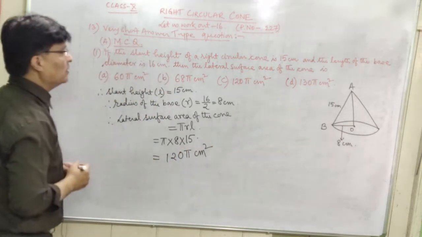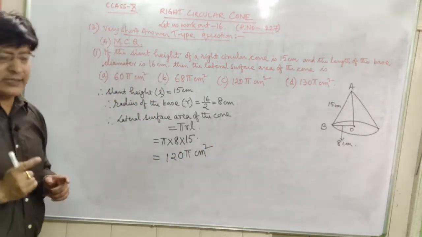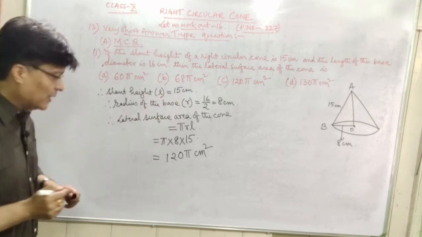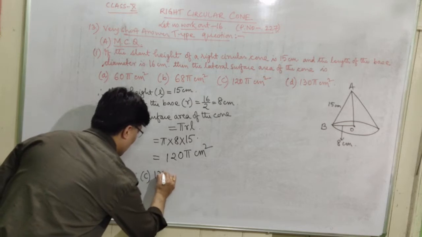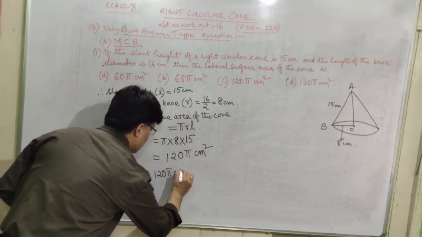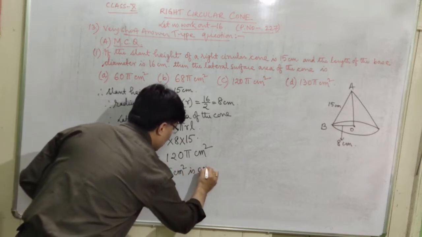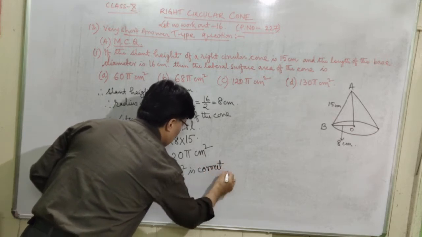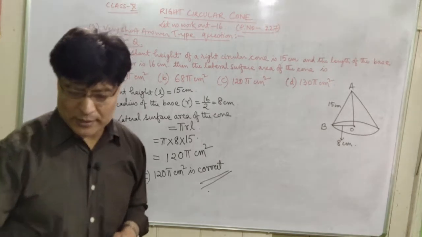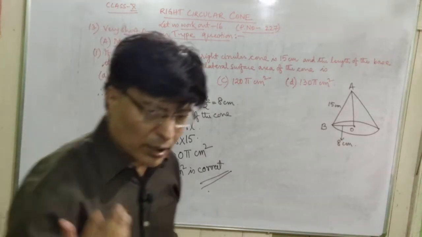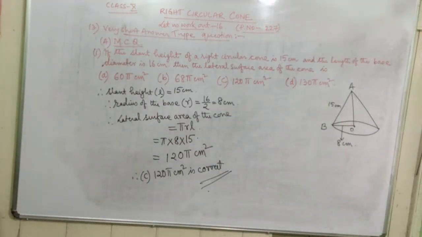It is centimeter square. So which is the correct answer? So the C is the correct answer. So therefore C, 120 pi centimeter square, is correct. So this is the answer. So you can copy it. Now we'll do the next multiple choice question type.